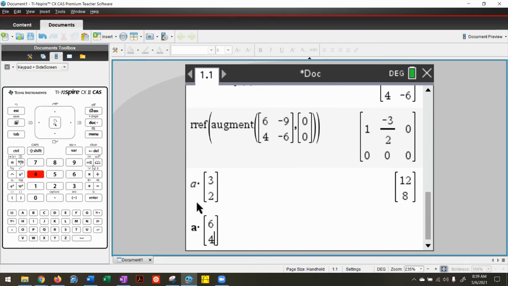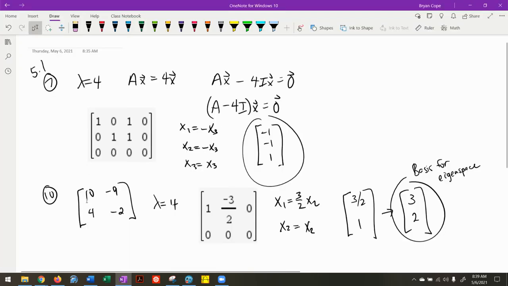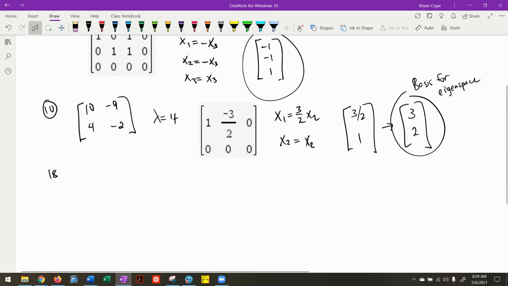For example, if I took 6, 4, we should get 4 times this as well. We should get 24 and 16, which we do. Great, let's take a look at 18. All right, for 18 it says, find the eigenvalues of the matrices in exercises 17 and 18.